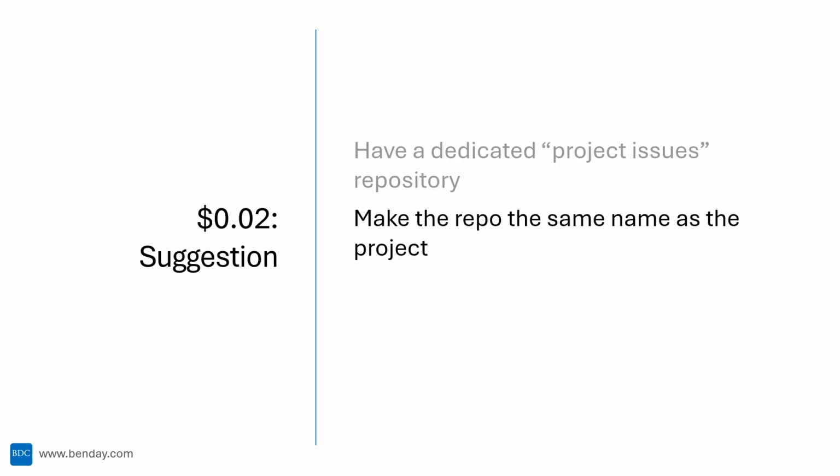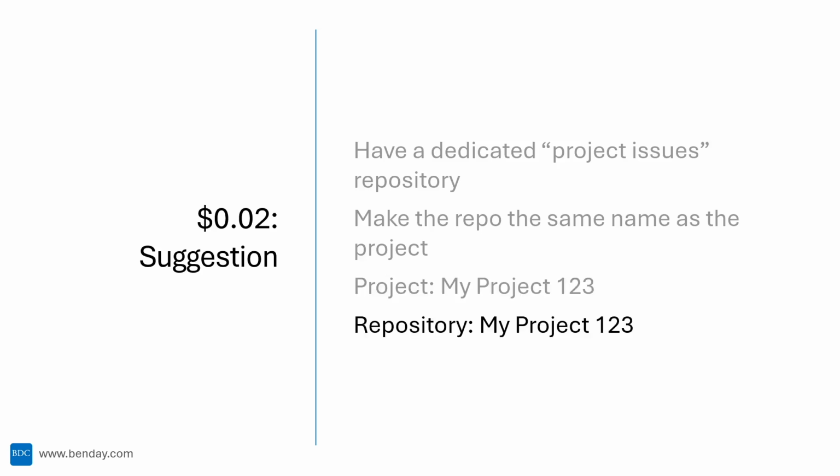And to make your life easy, make the issue repo's name the same name as the GitHub project. So if your project is named myproject123, create a repository that's also named myproject123, and this way, it'll be very clear where issues should be created.